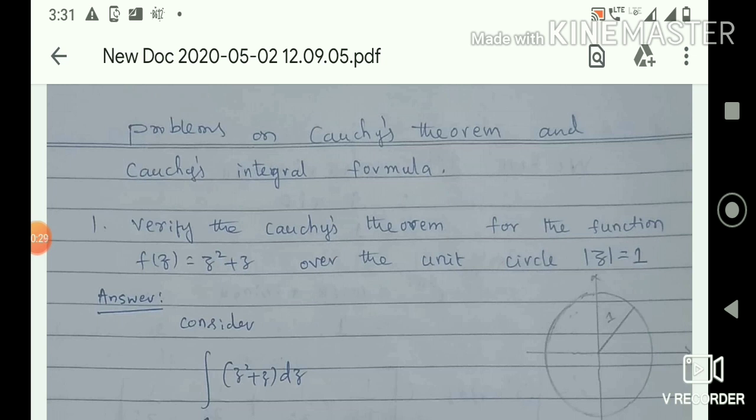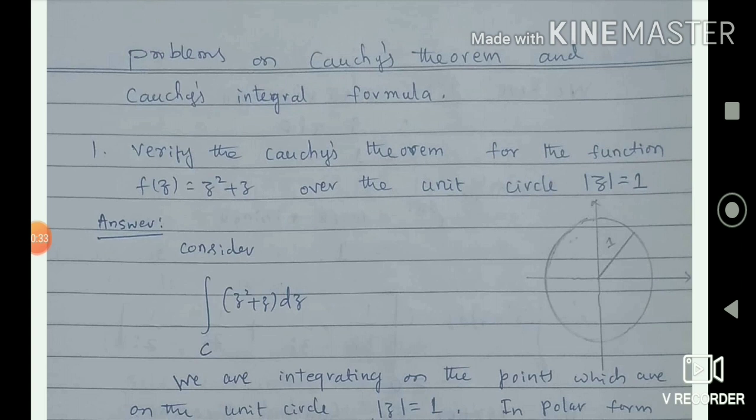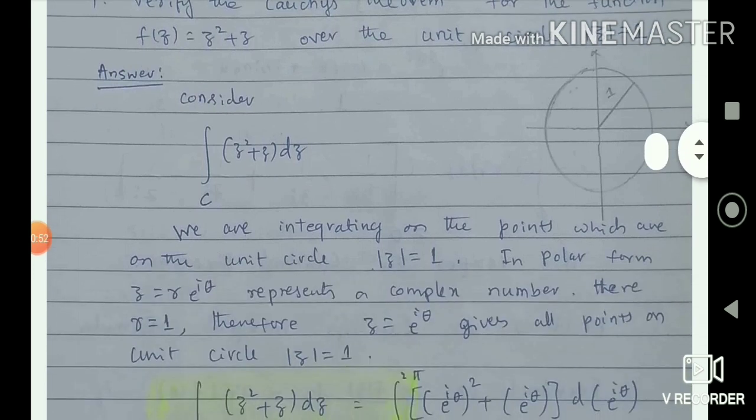Let us take f of z as z square plus z, and we shall prove that this integral, that is z square plus z dz over a closed curve, we have taken here mod z equal to 1, the circle with center 0 and radius 1 as the closed curve. We have to prove that this integral is equal to 0. We are integrating on the points which are on the unit circle mod z equal to 1.